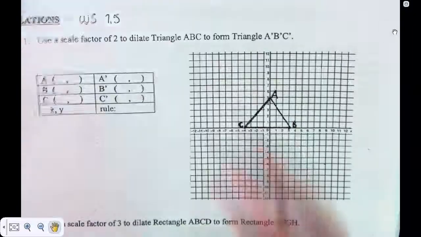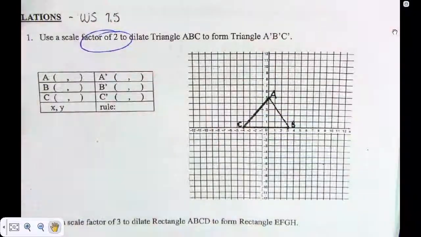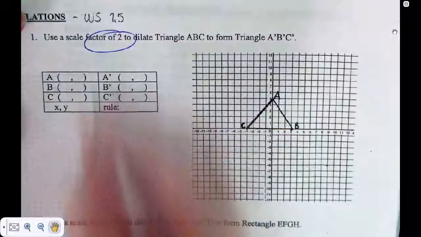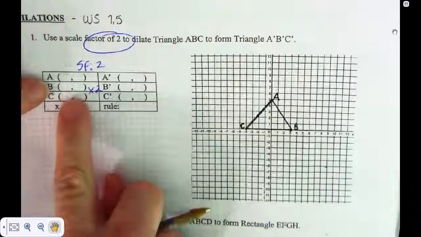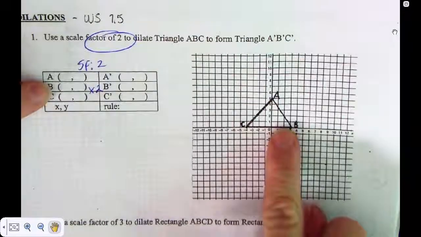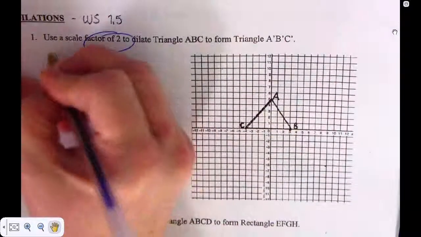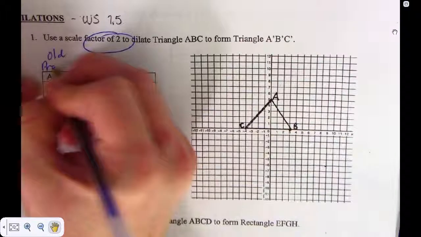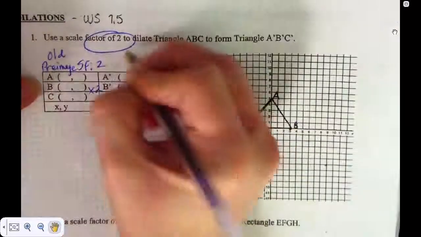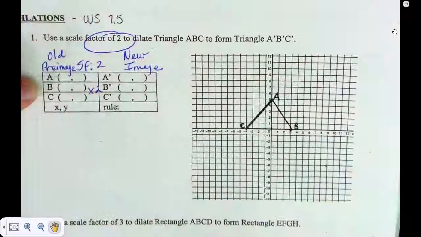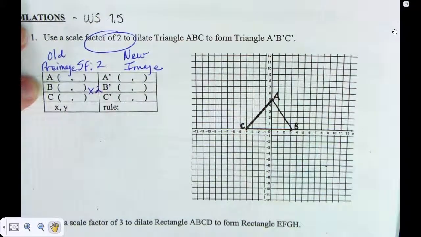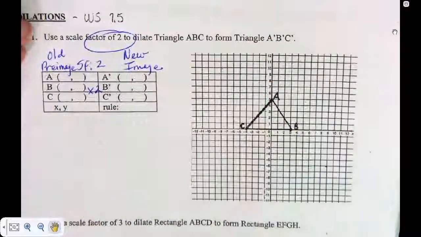Number 1. Everybody circle 2. Scale factor of 2. What does that mean? We're multiplying all these coordinates by 2. So we're going to get the original coordinates. This is the old, the pre-image. Write this up there, please. This is the new, which is the image.